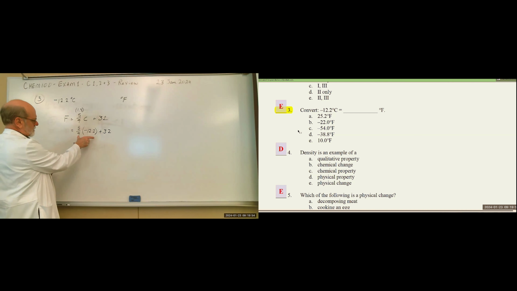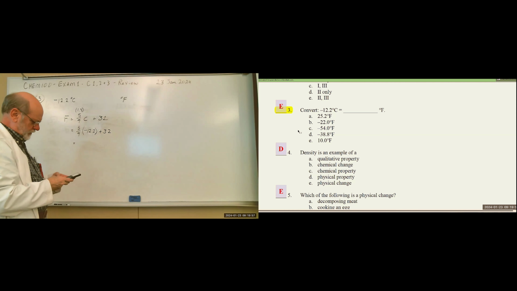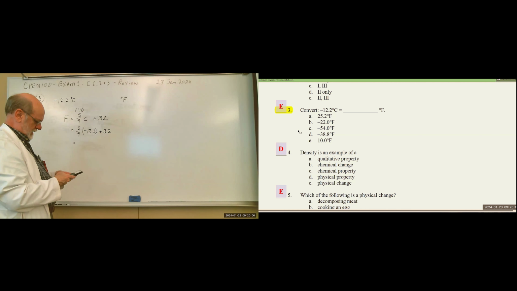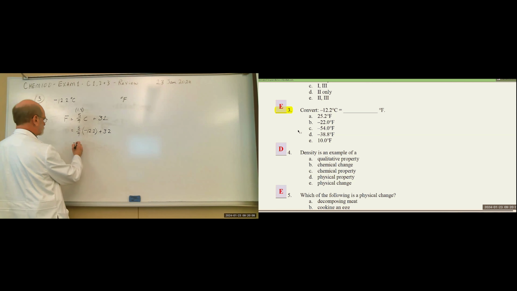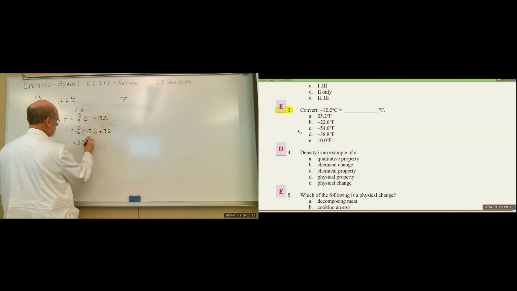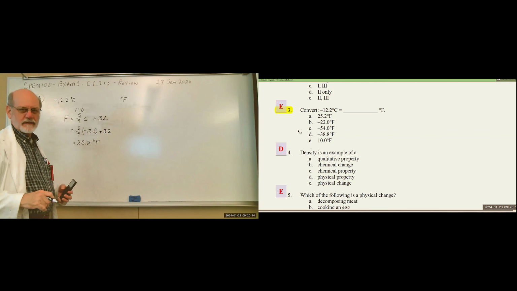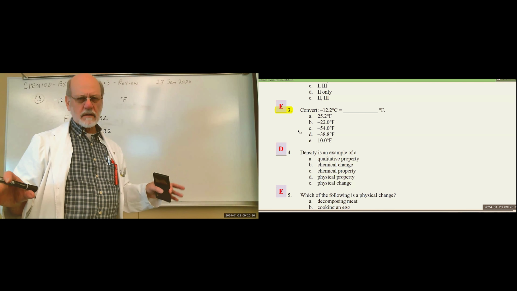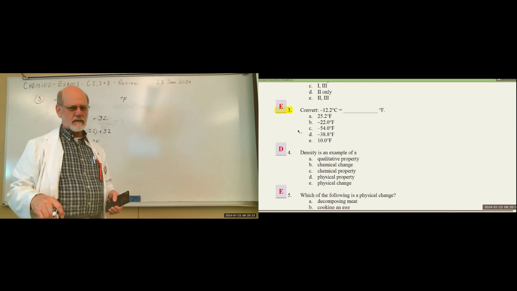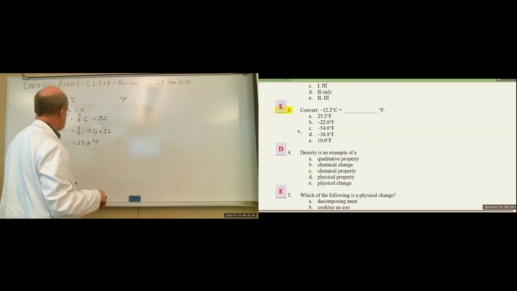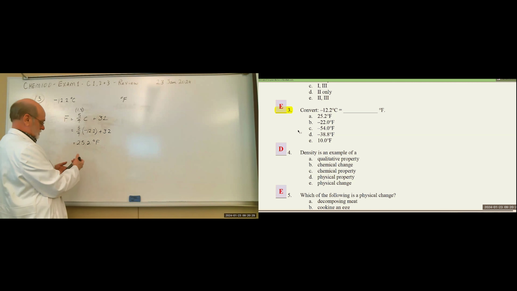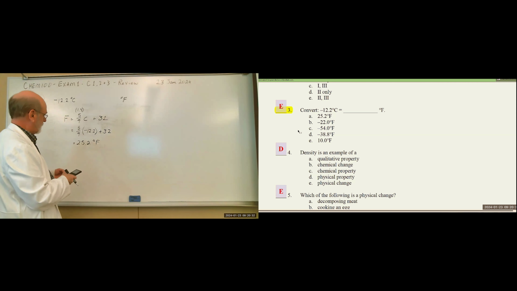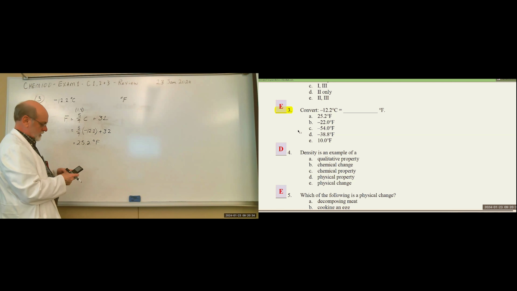Okay. So in here we've got minus 12.2. And I'm times 5 and divided by 9. And then plus 32. So I get 25.2 degrees Fahrenheit. And that would be, oops, hold on a second. Is that right? Let me see if, oh, I see the problem. I made a mistake. 12.2 needs to be negative.